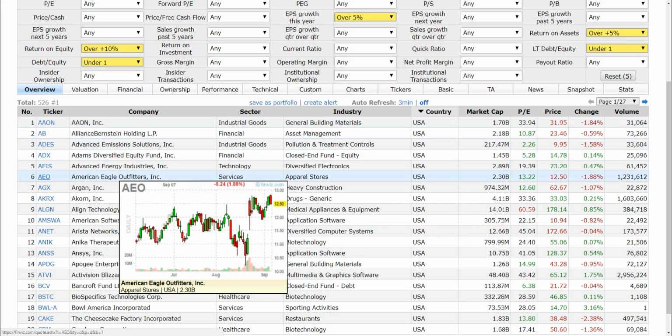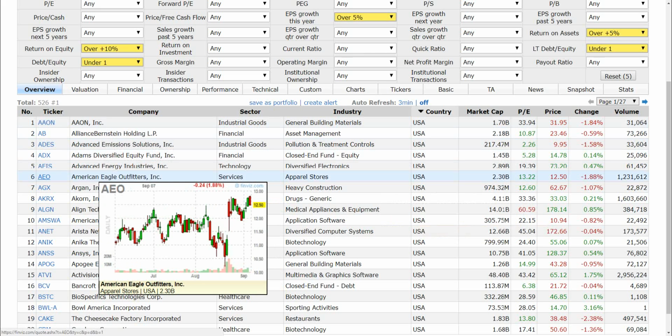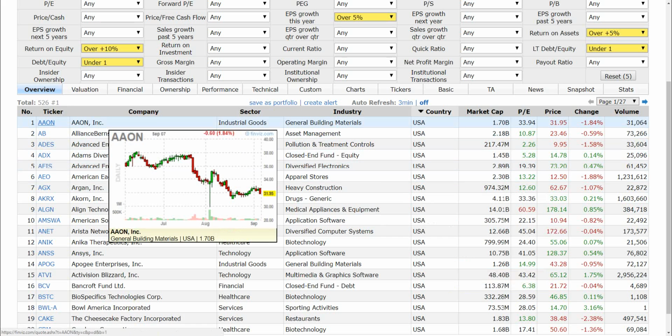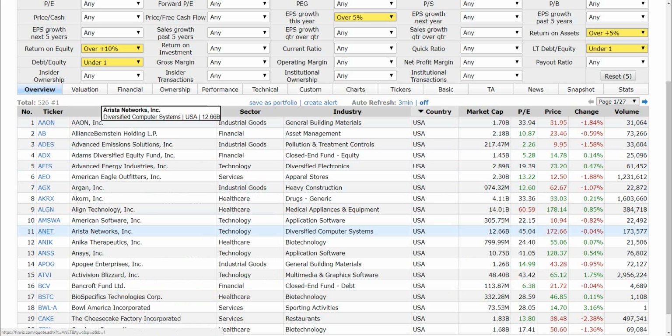versus a company like American Eagle right here, which is currently trading at 12.50. Now with American Eagle, you look at their volume, 1.2 million. So that's constant trading back and forth. And obviously their market caps are about the same, which is surprising. Which means you have a lot more people trading American Eagle's stock than you do Aon's. And so that's another thing that I look at.